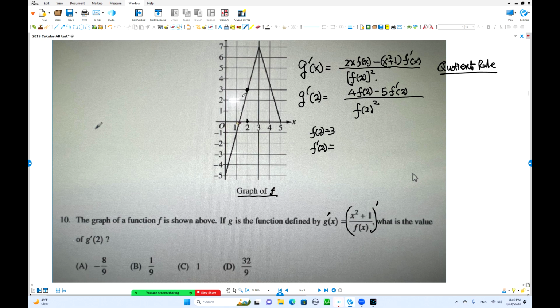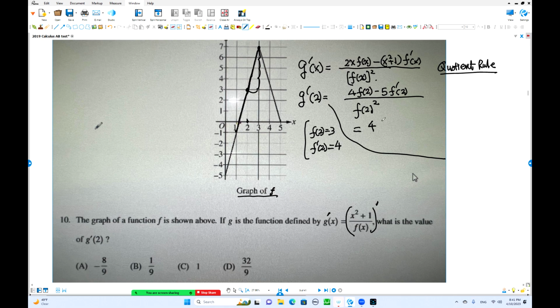f prime of 2 is the slope at x equals 2. What is the slope of this line? You can use this one, same slope. 1, 2, 3, 4 over 1, so 4 over 1 is 4, right? So using this one, substitute there.